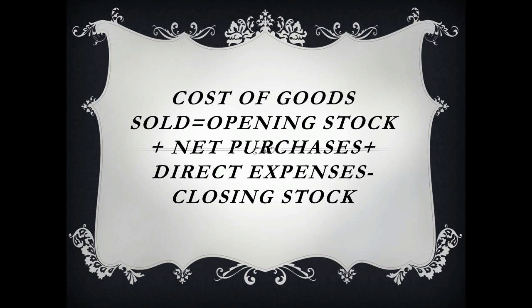Now start with opening stock. Opening stock is a stock of goods at the beginning of the accounting period. The second one is closing stock, the value of the unsold stock at the end of the accounting period. It is known as the closing stock.